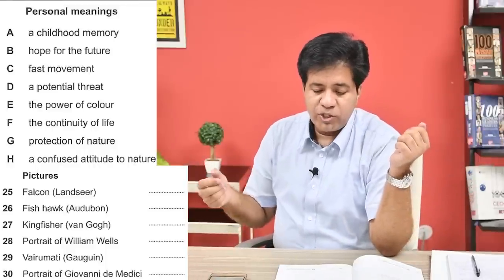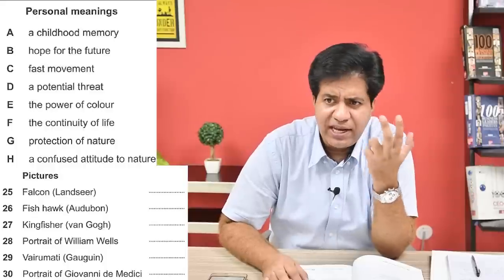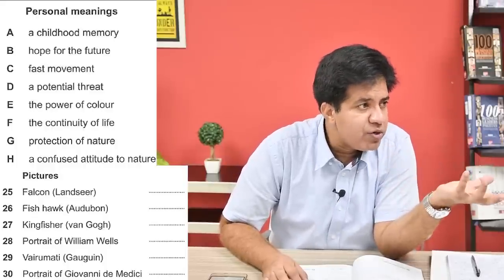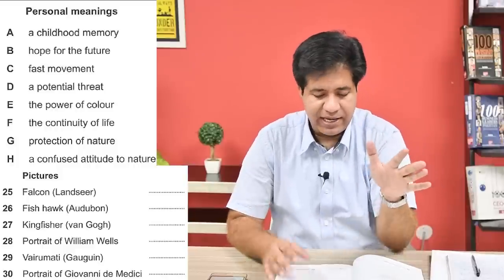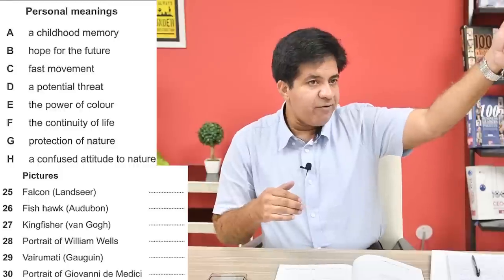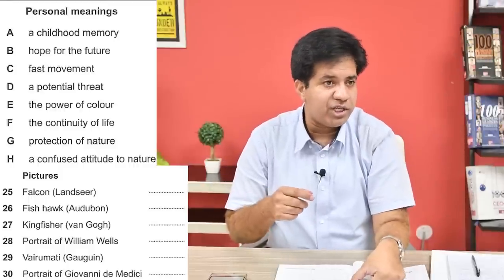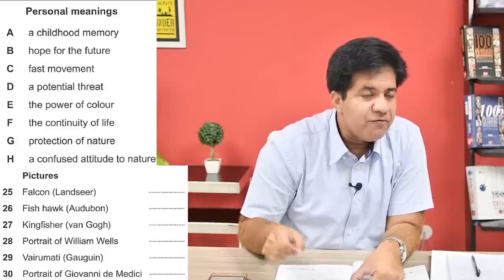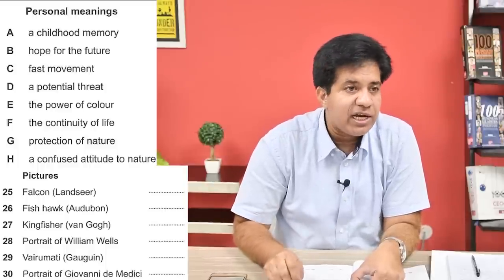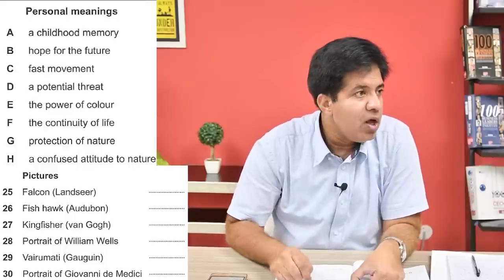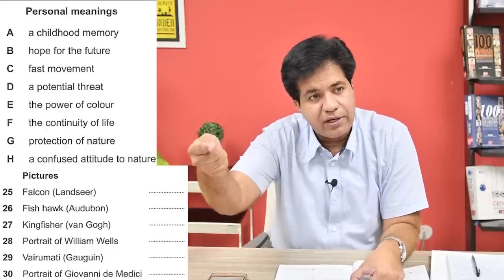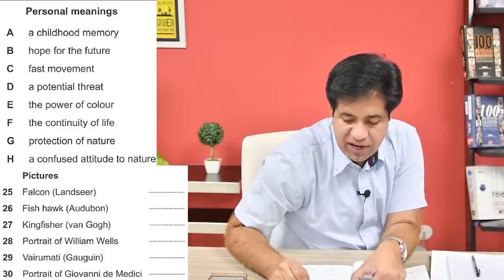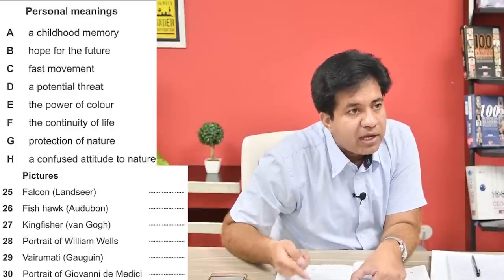Next, a confused attitude to nature. We don't understand. We don't know what to do. We are in two minds. Anything like that. Now, question number 25. Your left thumb will be on the question. The hand that is holding the pencil will move between the options. Where you find the right answer, you can immediately come down and write the letter, or otherwise you can write the question number over there. For example, for 25, C is the right answer. Instead of coming down, you can write 25 there, and later on you can convert that.